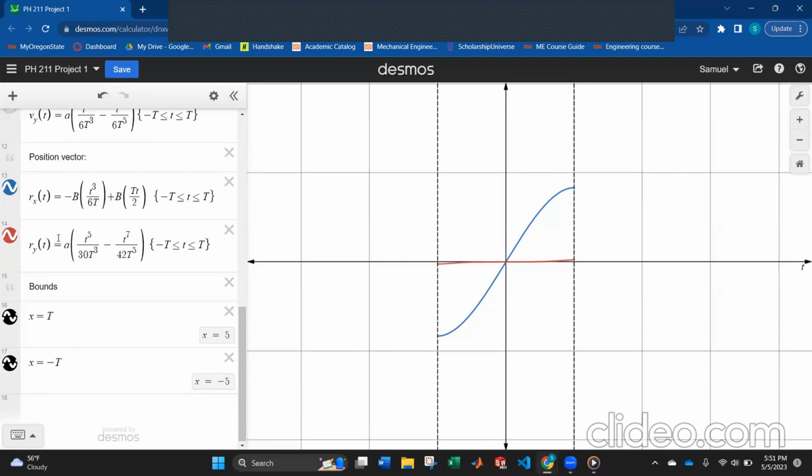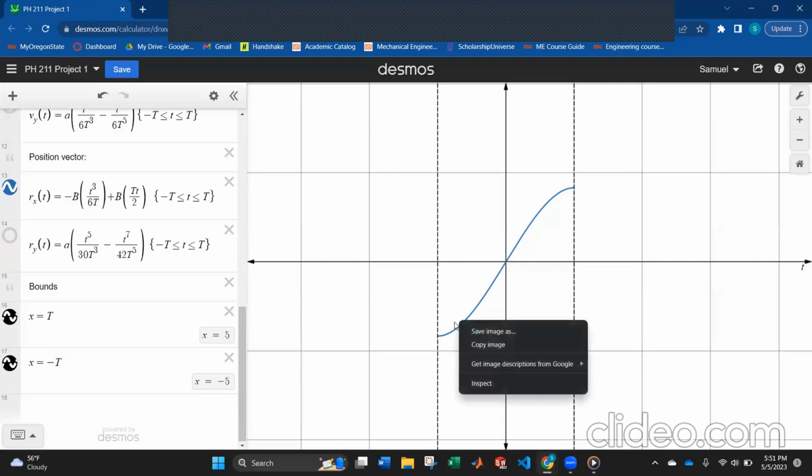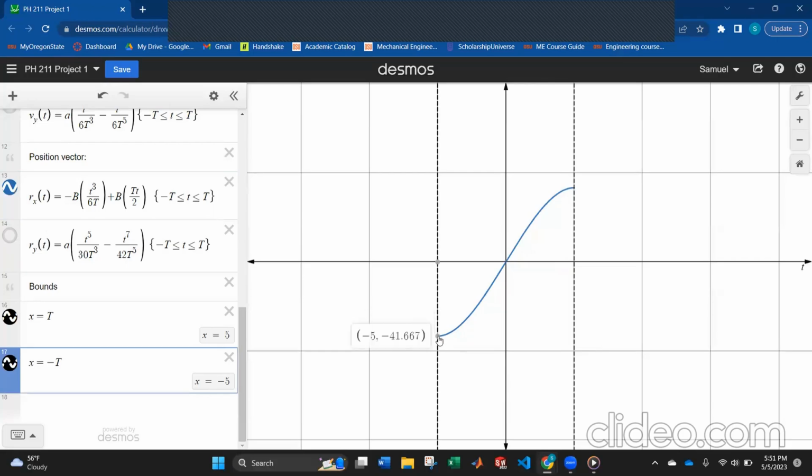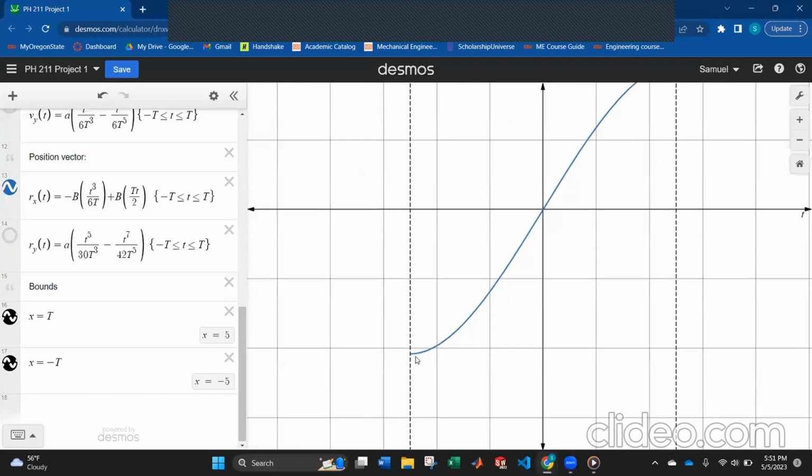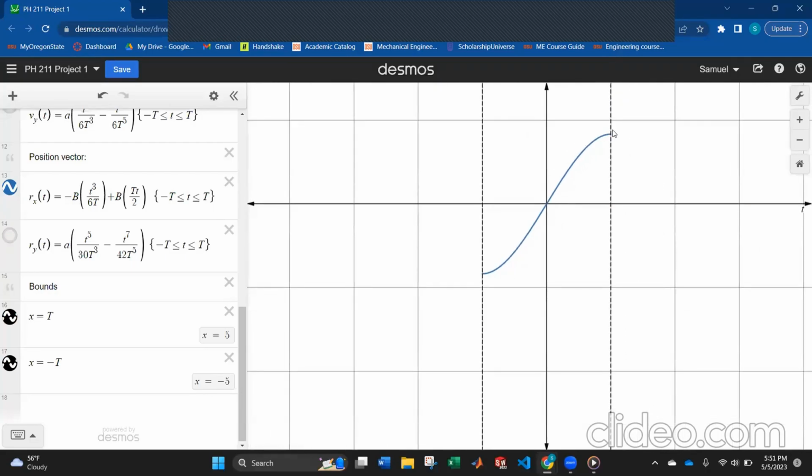So to describe the motion of the helicopter, I'll just do one component at a time. I'll start with the X component. As you can see, it starts over here at time equals negative T, and then it moves in the positive X direction until time equals positive T. The rate at which its position is changing is increasing until about time equals 0 at the origin, and then it starts to decrease.